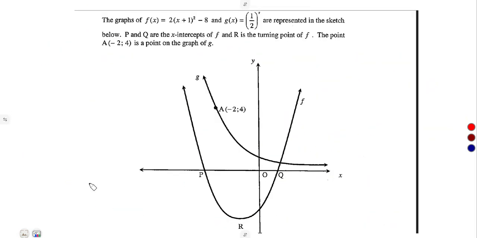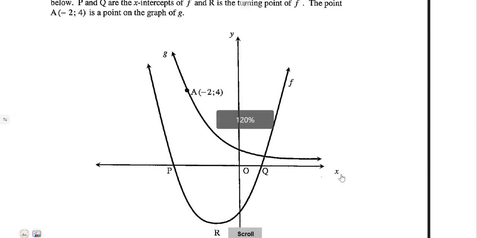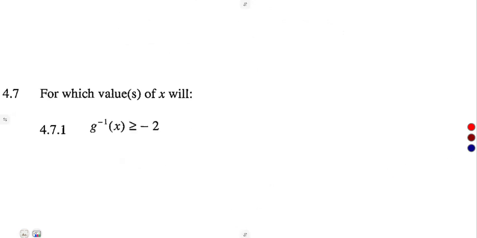All right, let's see this one. They gave us these two graphs, all right? On the two graphs that we are having, the question was: for which value or values of x will the inverse of g be greater than or equal to minus 2? The inverse of g.